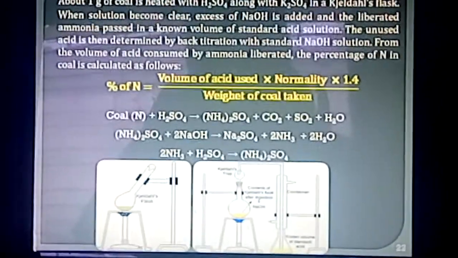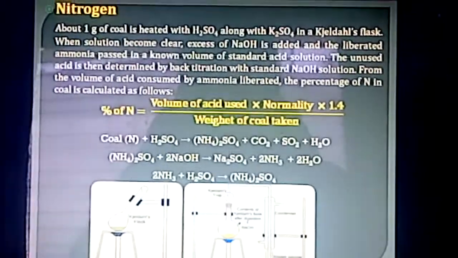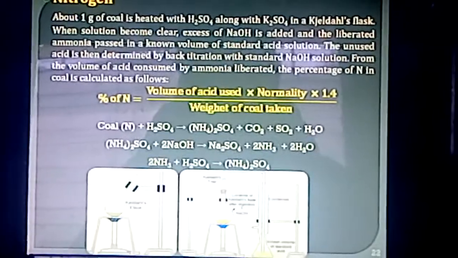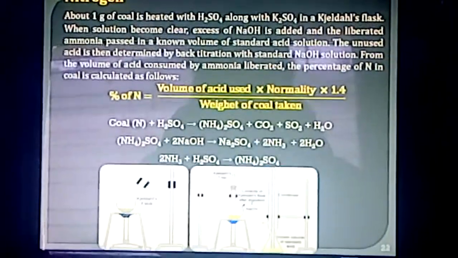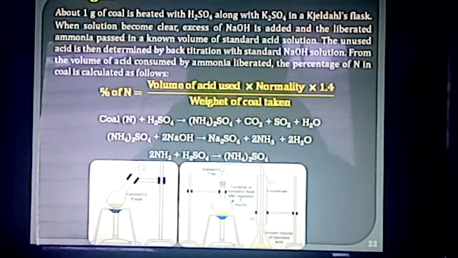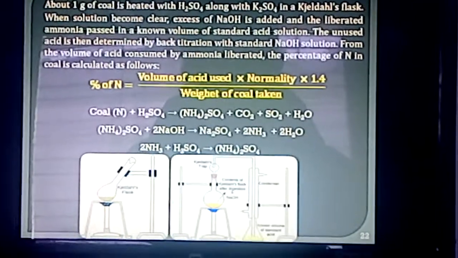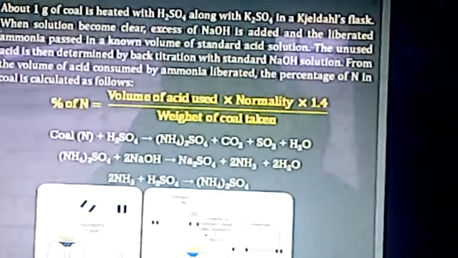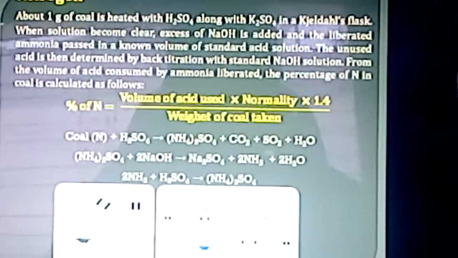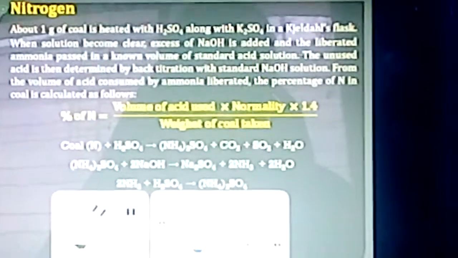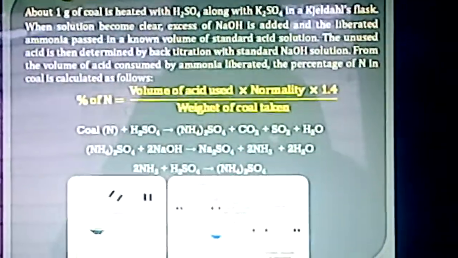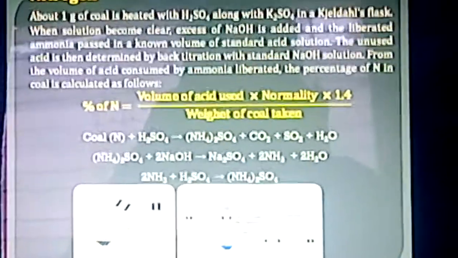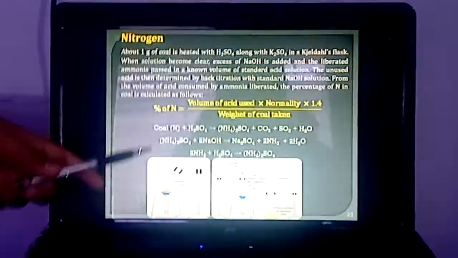Here some quantity of acid is neutralized and some quantity of acid remains unreacted. The quantity of unreacted sulfuric acid is determined by titration with standard NaOH solution using phenolphthalein indicator. And from the above titration reading, the volume of acid neutralized by ammonia is calculated. And this is the reaction part.